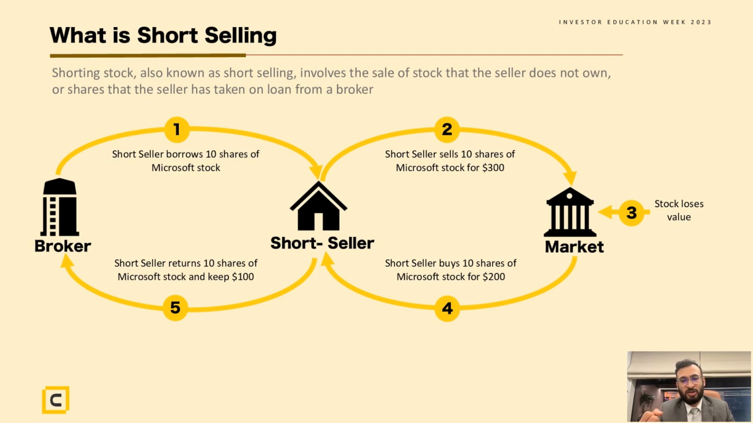And when you buy these shares back, you give the shares back to the broker where you borrowed from. So short selling means borrowing the product, selling in the market, and once the price drops, buying it back at a cheaper price and giving it back to the broker. You borrow, sell, buy back, give it back. This is how short selling works.